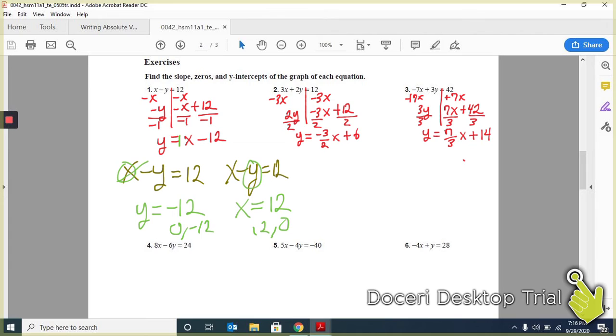On this guy, the second one, I don't want to do yellow. Again, if I do 3x plus 2y is equal to 12, and I zero this guy out and divide by 2, I know that y is equal to 6. And if I zero this guy out and divide by 3, I know that my x is equal to 4. So my y-intercept is 0, 6. My x-intercept is 4, 0.